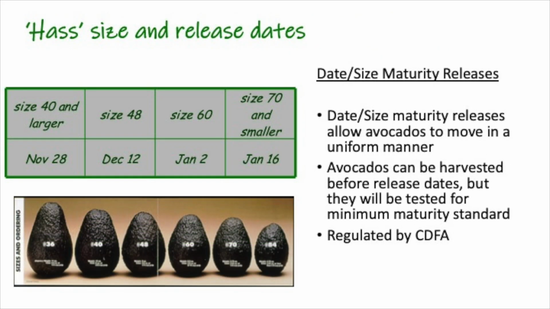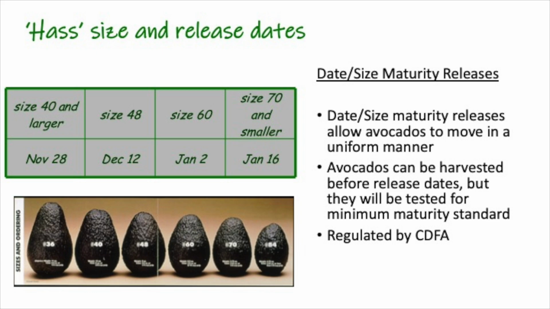Now, the other thing is the release dates. The work that Lee did showed that you could use fruit size to predict what the dry matter would be. And as a general rule, big fruit reached that minimum dry matter faster than small fruit. So we have this idea of release dates. This is the release dates for Hass. You can see if you have a size 48 fruit, which is usually the peak size for Hass avocados, the release date is December 12th.